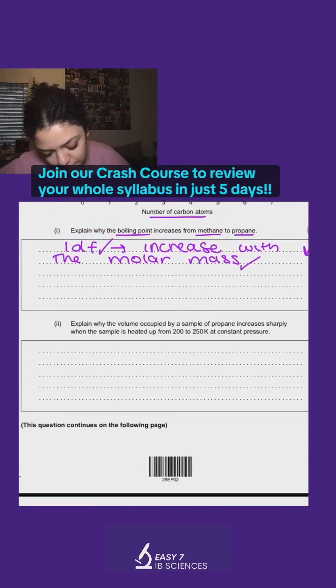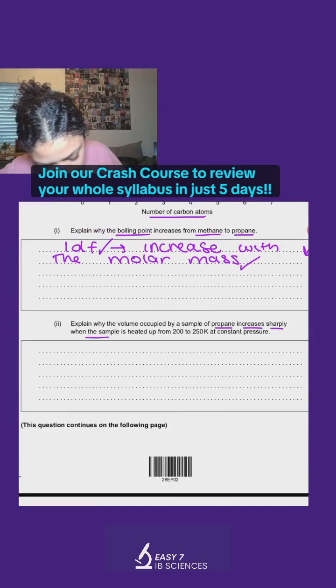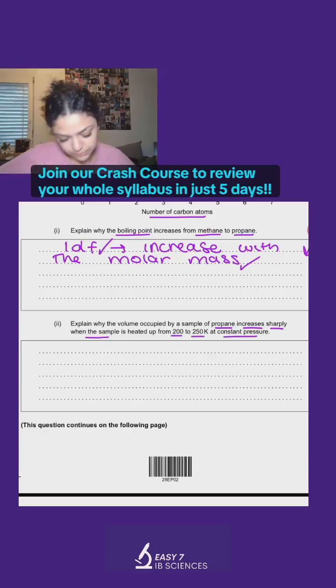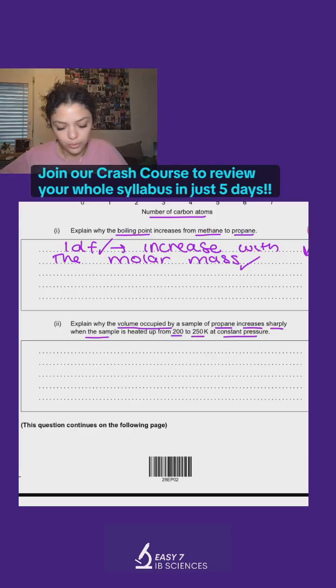Okay, next it says explain why the volume occupied by a sample of propane increases sharply when the sample is heated from 200 to 250 Kelvin at constant pressure. So why does the volume occupied by a sample increase when you heat something up?